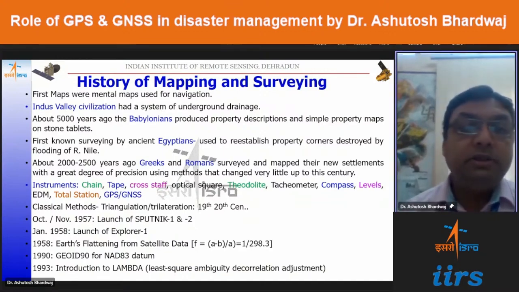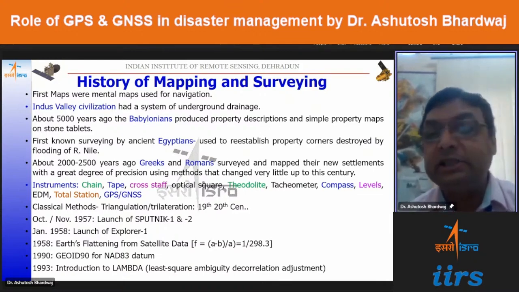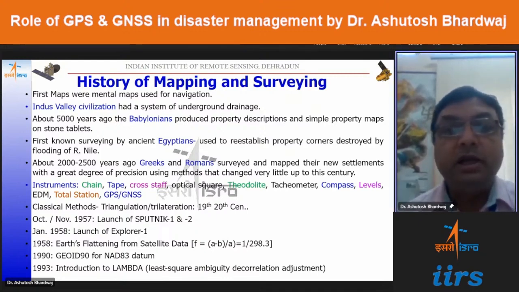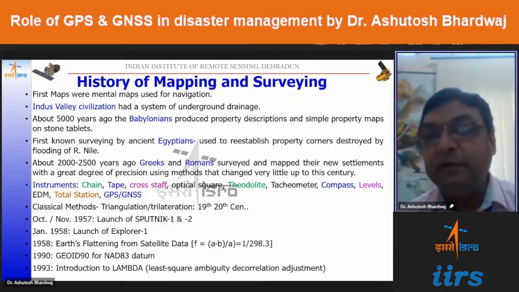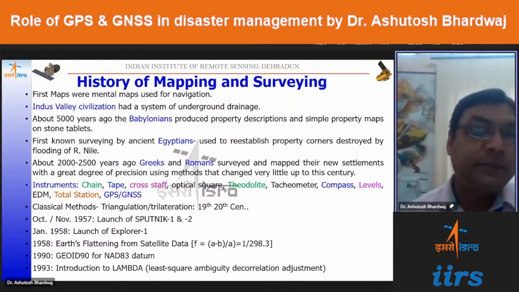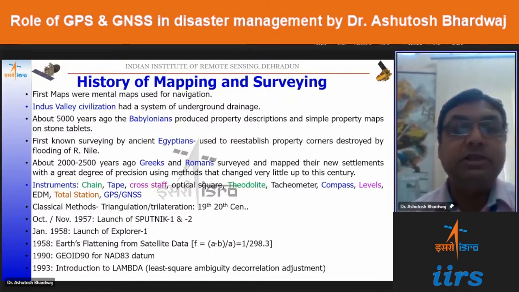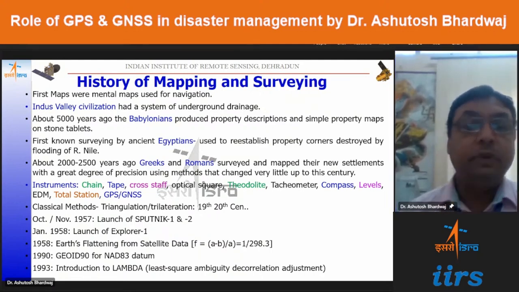When we talk about GPS, basically it's an age-old problem. Sometimes we refer to it as the origin-destination problem, where we are at a location A and we have to reach a location B and then come back to location A. In many ways we have been doing that with the help of celestial bodies like the sun in the daytime, and the moon and the stars in the nighttime.